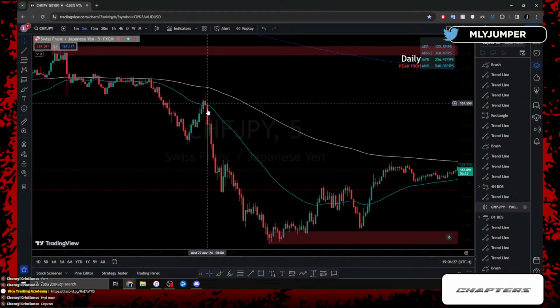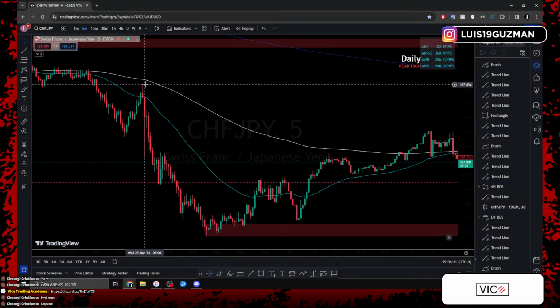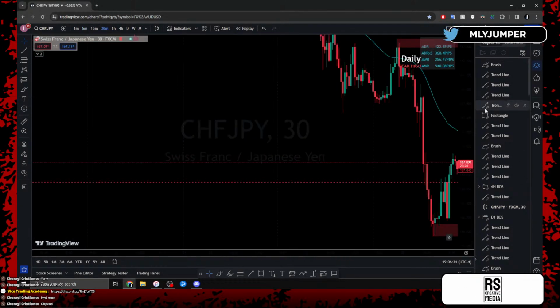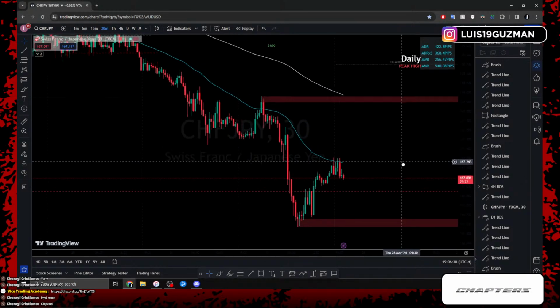Realistically speaking, lower low, lower high, lower low, lower high. Right, so no, we're still trading between this high and this low in the 5 minutes. So in the 30, we just gotta be patient, wait it out, see what price wants to do in the morning.